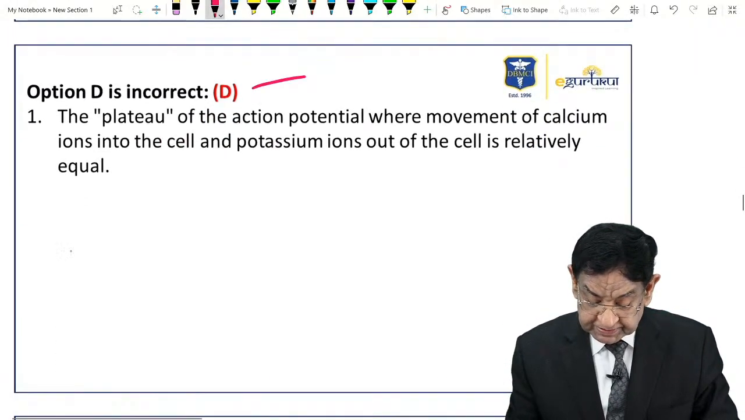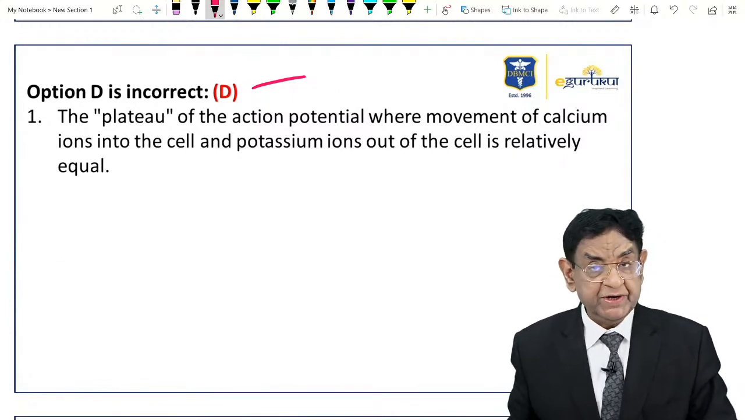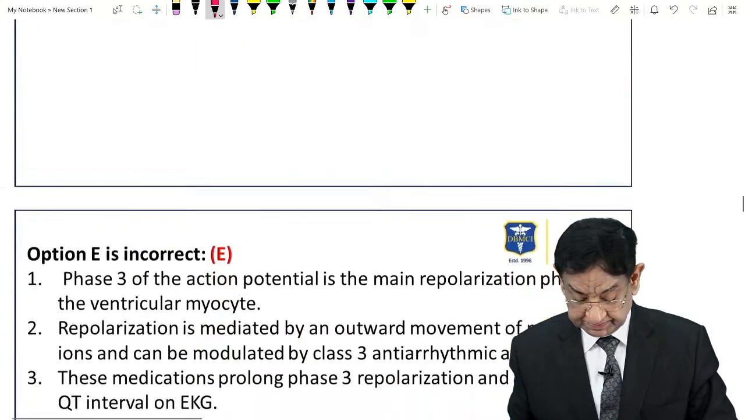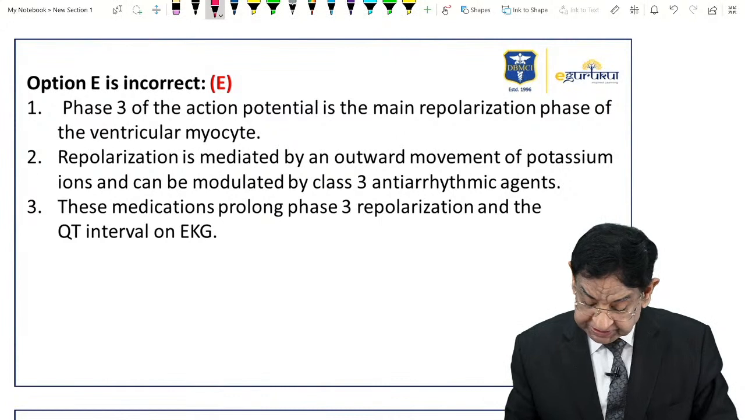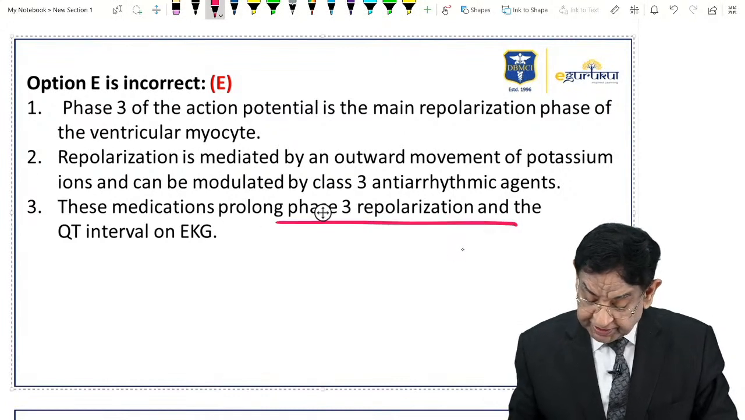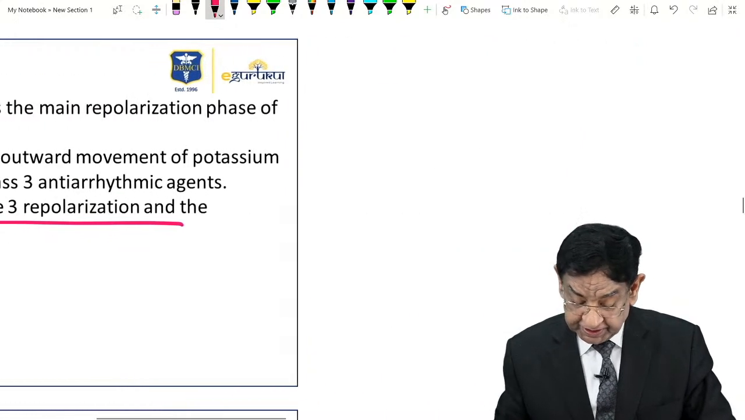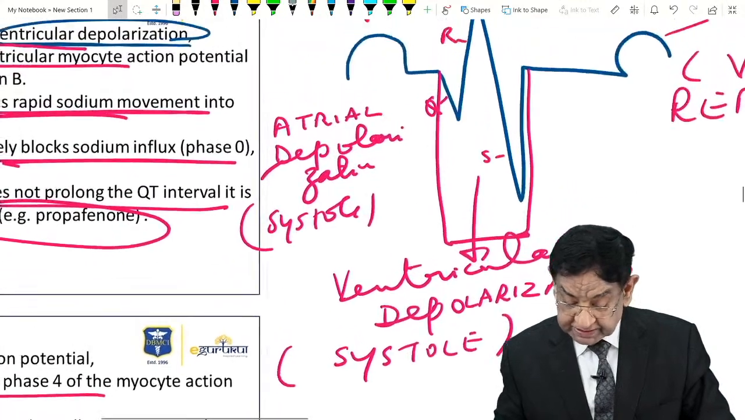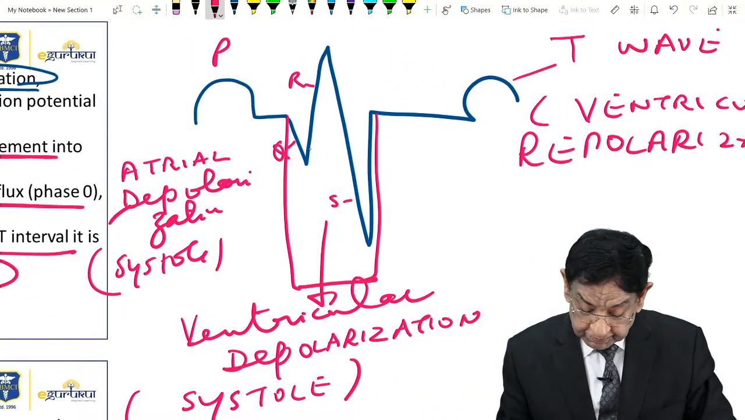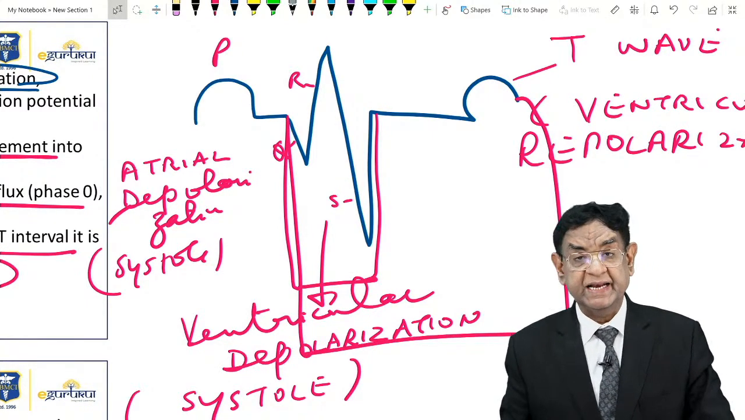Plateau phase is the one caused by calcium entry and potassium efflux. And finally E, this is the rapid repolarization. Phase 3 repolarization is the QT interval in EKG. QT interval is this one. The QT interval is the complete cardiac cycle.